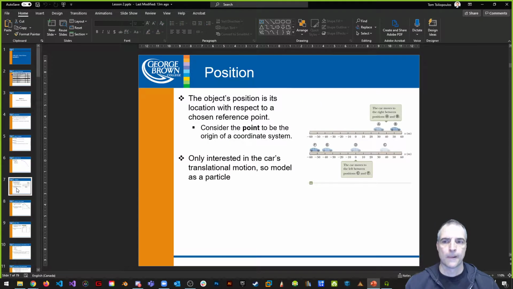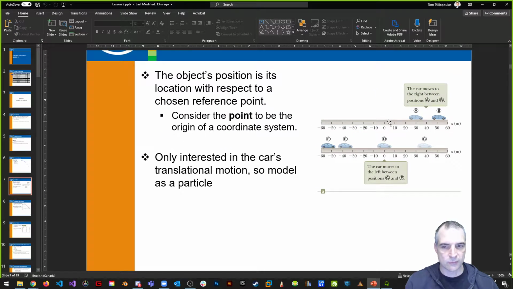The object's position is at a location with respect to a chosen reference point, and typically it's the origin. So we have, for example, 0, 0 on the number line. We're looking at motion in one direction right now, so we can consider things like the number line as the origin.